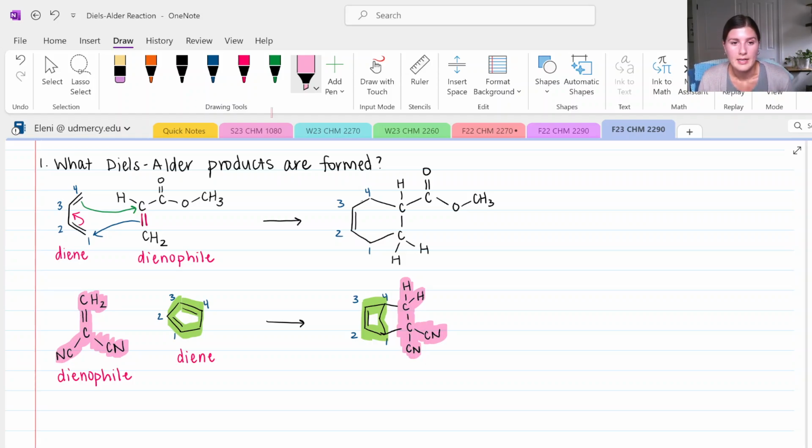If it's still unclear where the different atoms are bonding, where bonds are breaking or bonds are forming, pause the video here and try to trace for both of these examples where those new bonds are, and you'll start to see a pattern that I've described where the electrons in the pi bond in the diene form a new bond to each of the carbons in the dienophile, and the pi bond in the dienophile forms a new bond to the diene as well, and that's how we get that cyclic product.